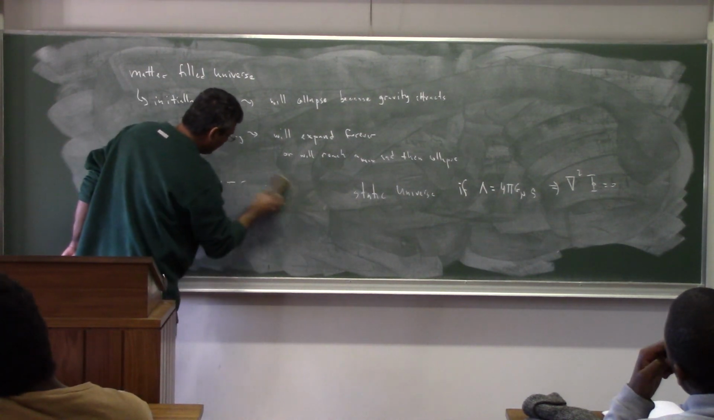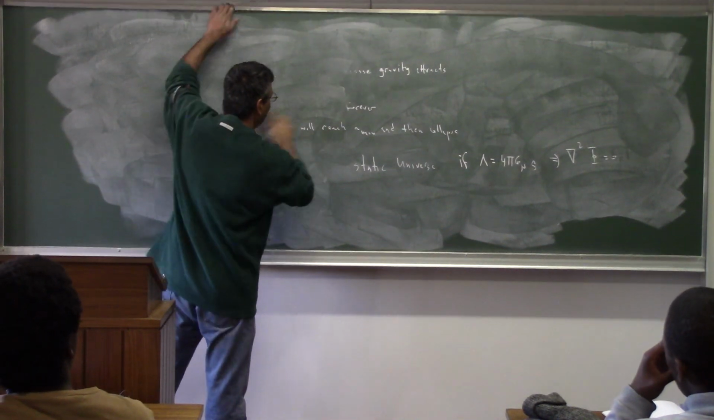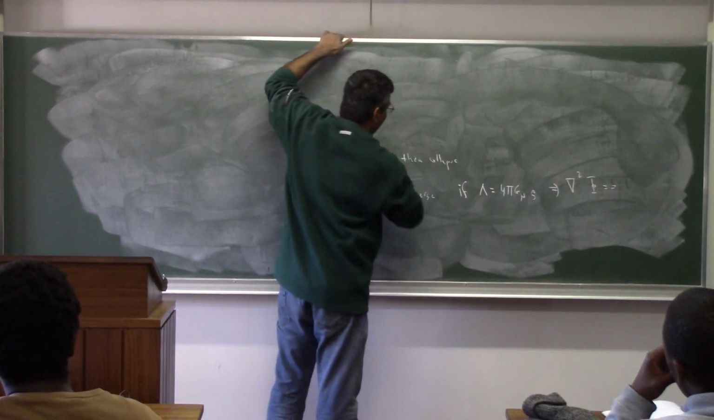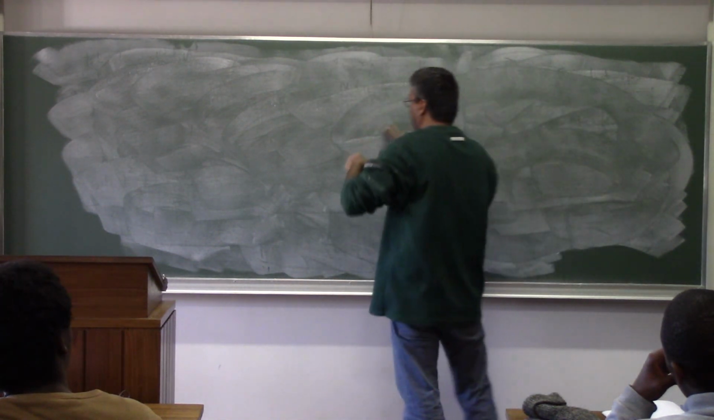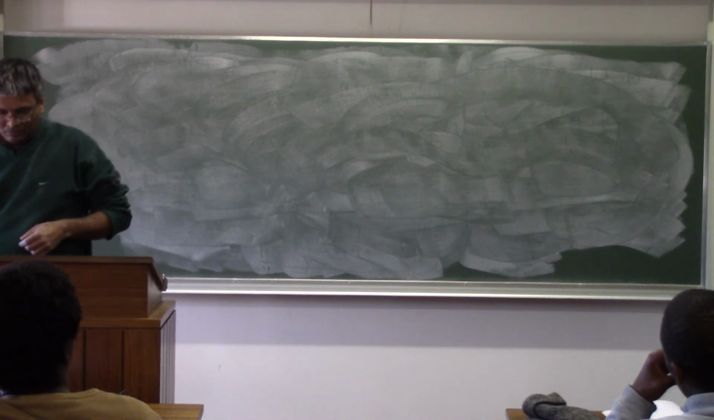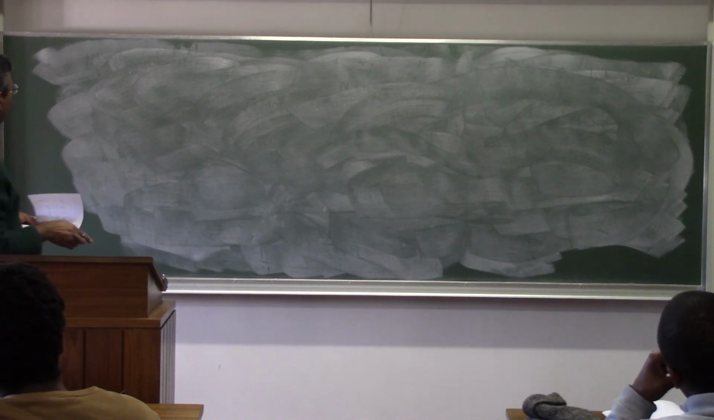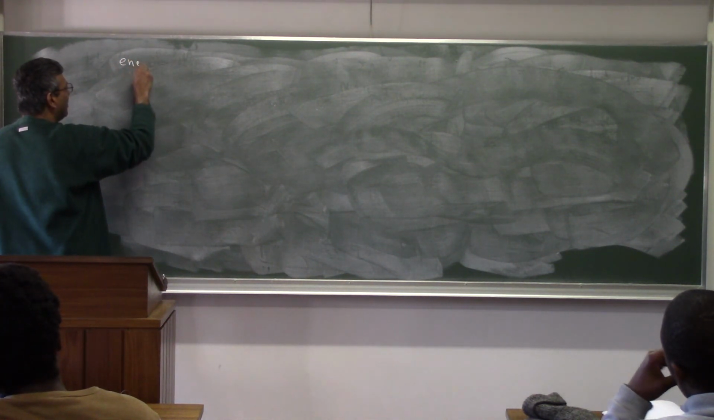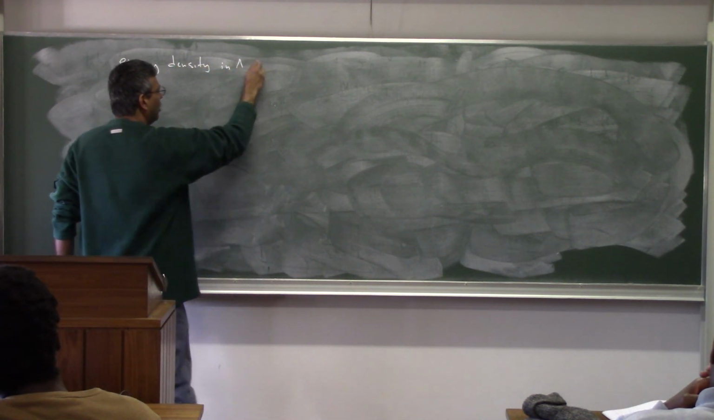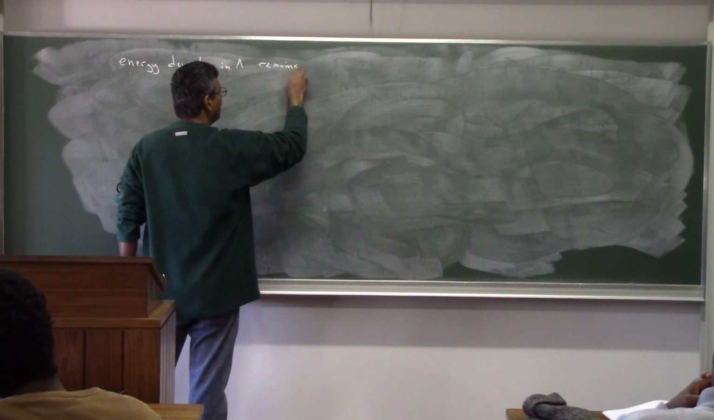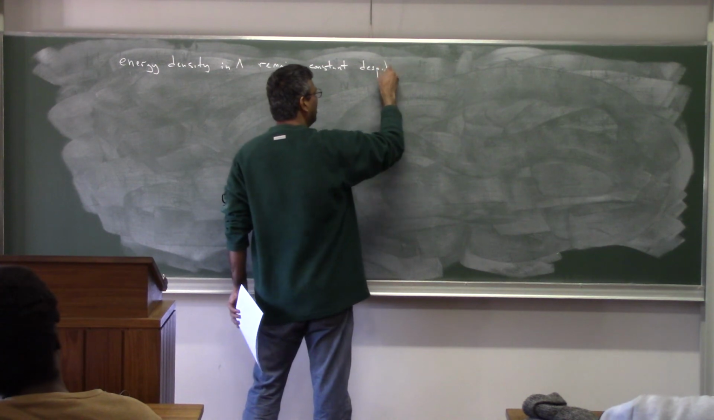So, a natural question to ask is, how is this possible? How do we find something with energy density that's constant and negative pressure? So, the observation, which is weird, is that the energy density in lambda remains constant despite the expansion of the universe.